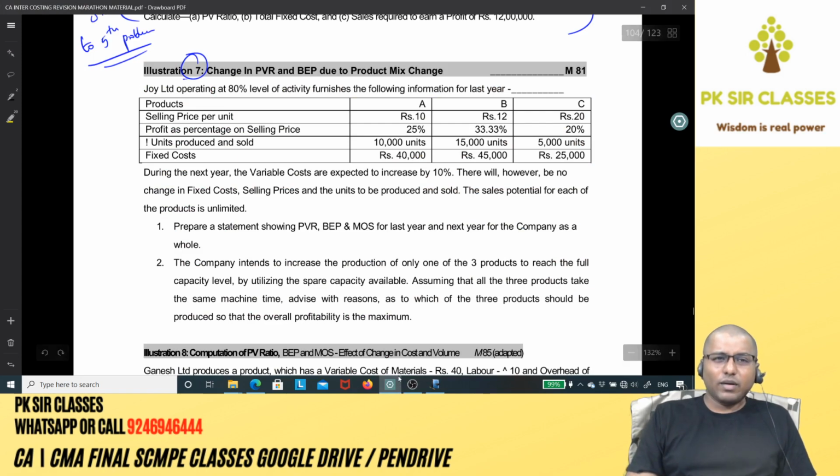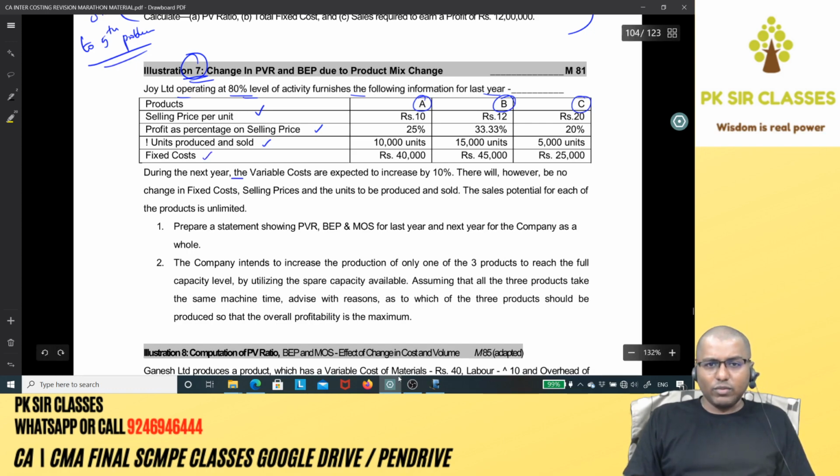Right, friends. Let's come to illustration 7 now. So Joy Limited, operating at 80% level of activity, furnishes the following information for last year. You've got products A, B, and C. First, you have selling price per unit. Then we have profit as a percentage on selling price, units produced and sold, and then we have fixed cost.